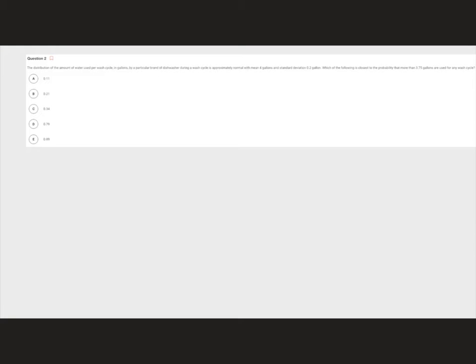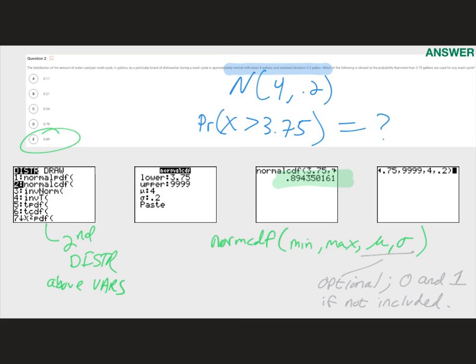Next one. The distribution of the amount of water used per wash cycle in gallons of a particular brand of dishwasher during a cycle is approximately normal with a mean of 4 gallons and a standard deviation of 0.2 gallon. Which of the following is close to the probability more than 3.75 gallons are used? This is a calculator question. If they tell you that something is normally distributed with a mean of 4 and a standard deviation of 0.2, the notation is this. The question says more than 3.75 gallons. You want to know the probability that you pick a value that's bigger than 3.75.